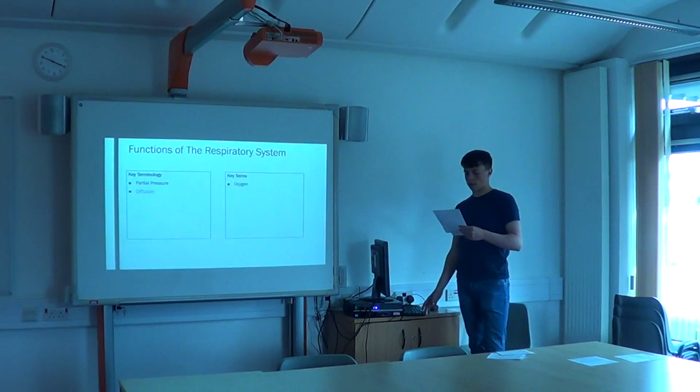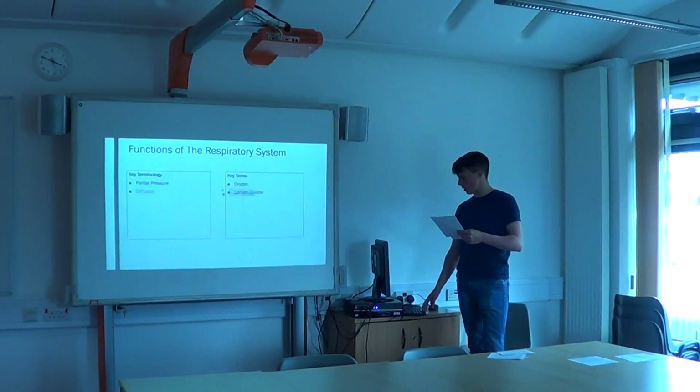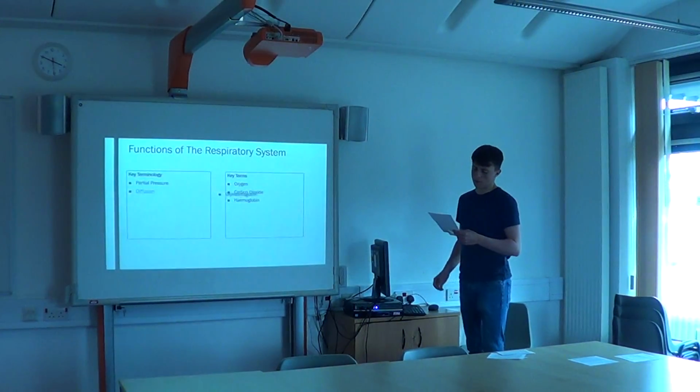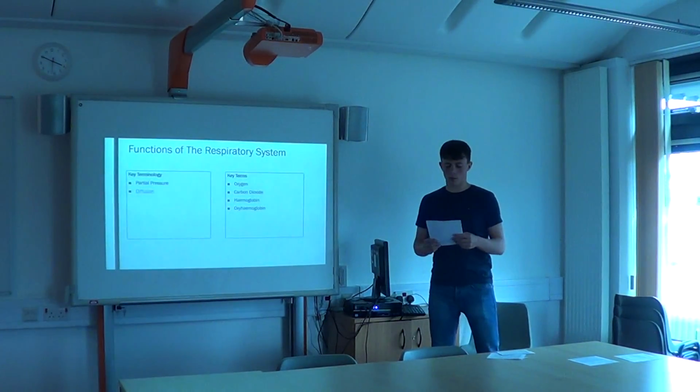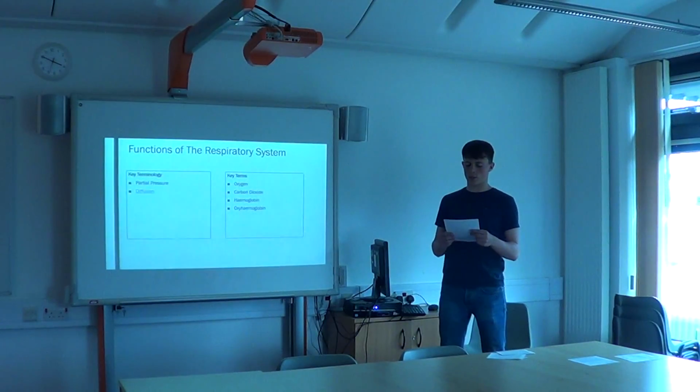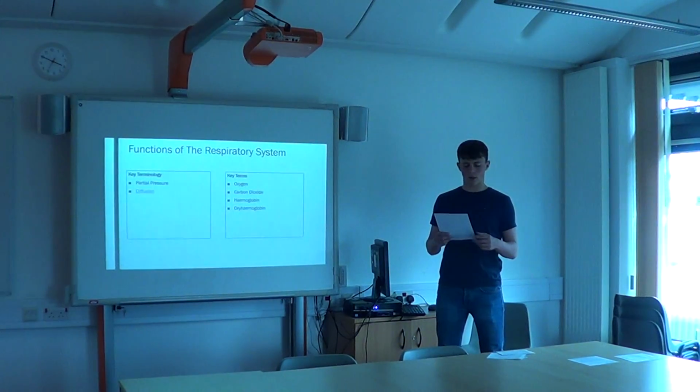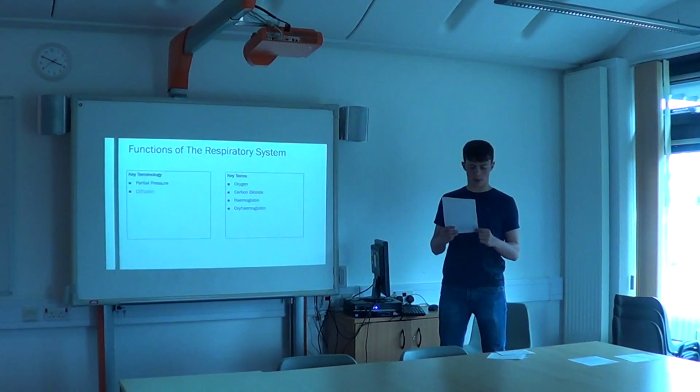There are four key terms to do with the functions of the respiratory system. These are oxygen, carbon dioxide, hemoglobin and oxyhemoglobin. Oxygen makes up about 21% of air and we breathe it in for energy production. It is carried via the arteries to the working muscles and anywhere else within our body that requires it.